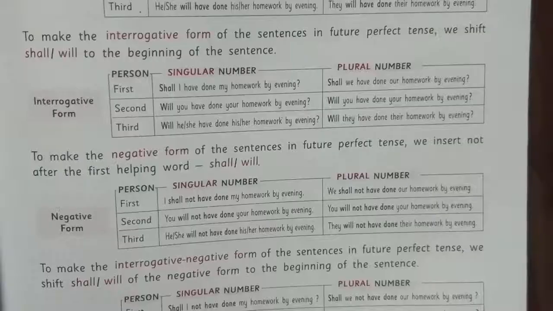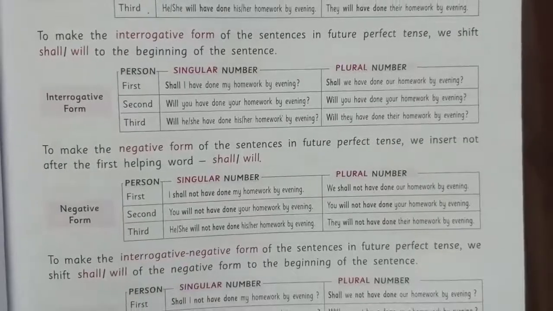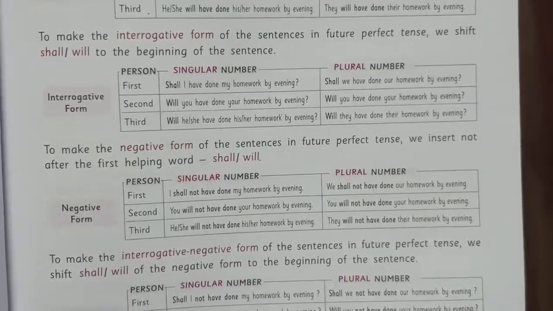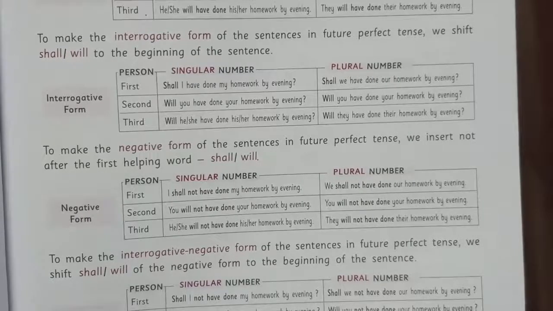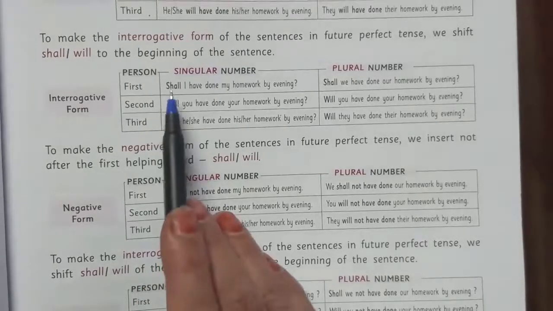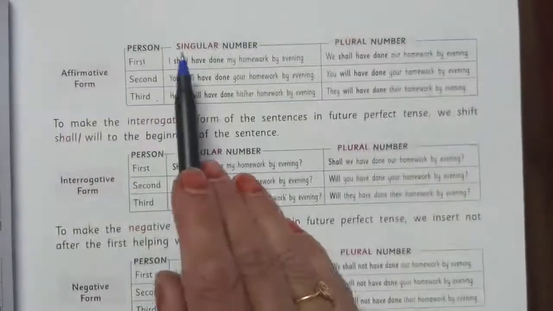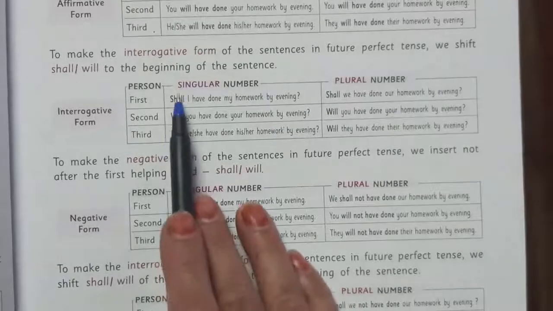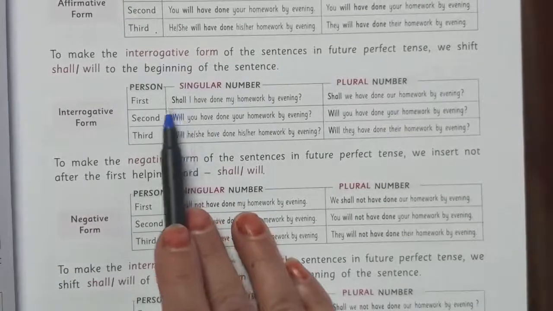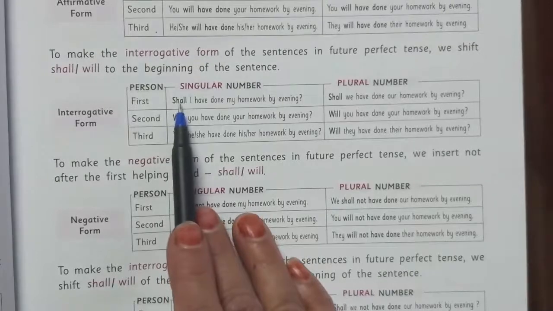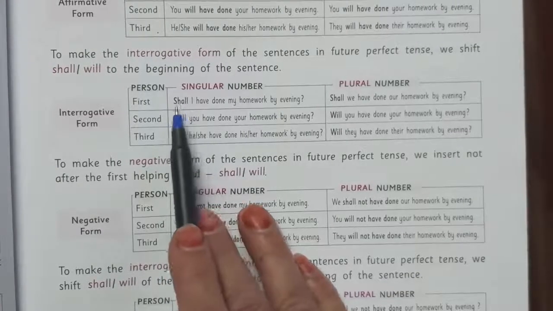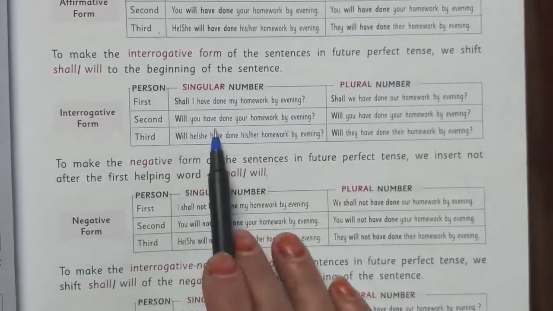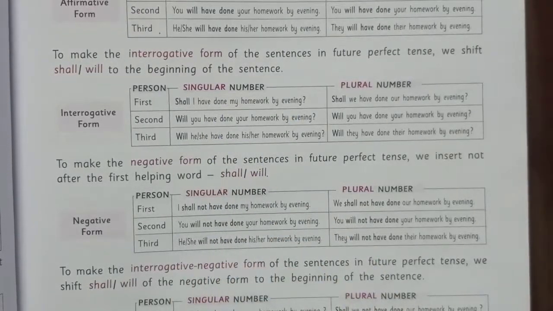Now, to make the interrogative form of the sentences in future perfect tense, we shift shall or will to the beginning of the sentence. You can see over here, we have shifted this shall or will to the beginning of the sentence. So, in interrogative form, in future perfect tense, we will write, shall I have done my homework by evening? Will you have done your homework by evening?